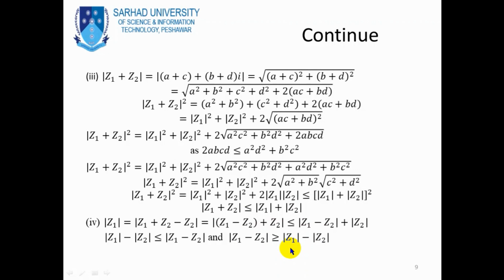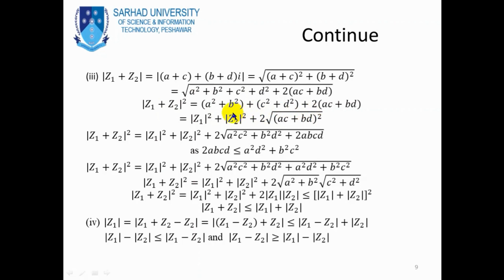Now part number 3, the magnitude of z1 plus z2. This is the addition of two complex numbers, a plus c plus (b plus d) iota. And for the magnitude, you see over here the square root of (a plus c) whole square plus (b plus d) whole square. And we can write the square root of a square plus b square plus c square plus d square plus 2 into (ac plus bd). This is actually the (a plus b) whole square formula. This is also the (a plus b) whole square formula. Now taking square on both sides, we obtain the magnitude square of z1 plus z2 is equal to a square plus b square plus c square plus d square plus 2 into (ac plus bd).